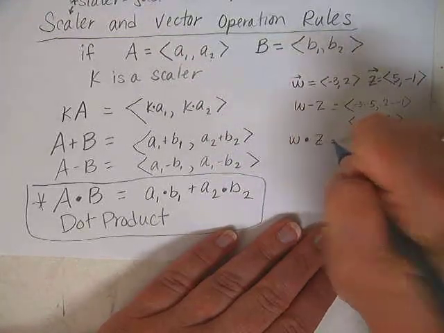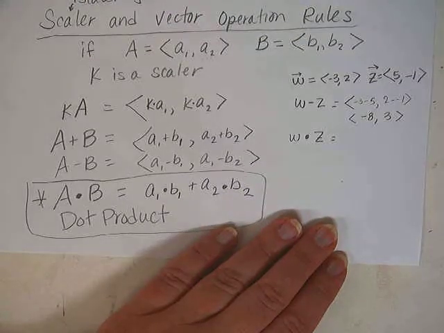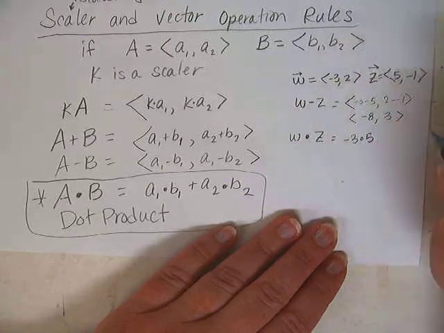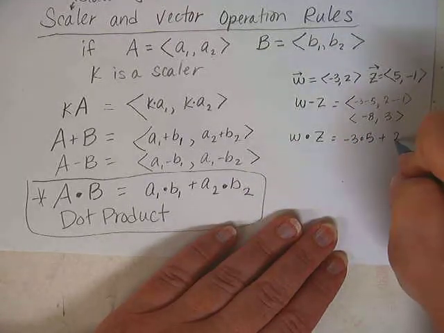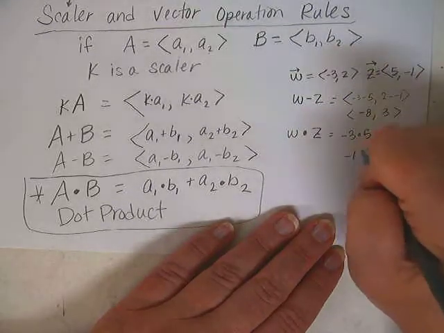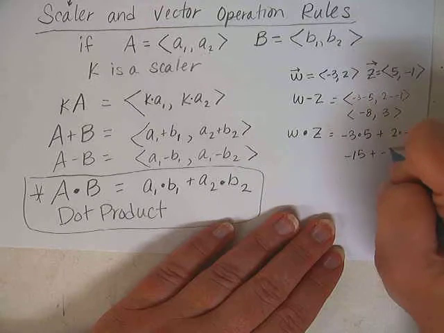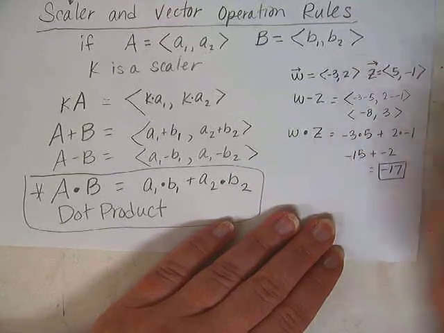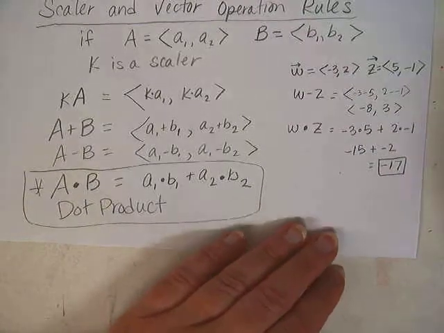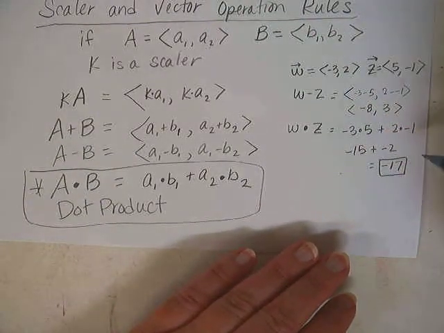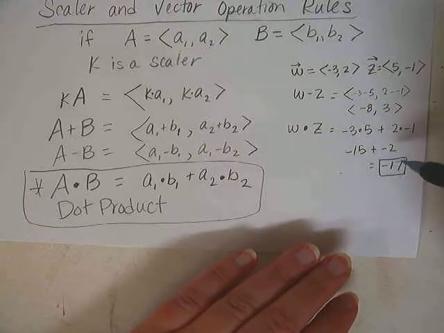All right, how about we do a dot product, shall we? How about we do W dot Z? Then what? Negative 3 times 5 plus 2 times negative 1. And that's negative 15 plus negative 2, which gives us a final dot product answer of negative 17.